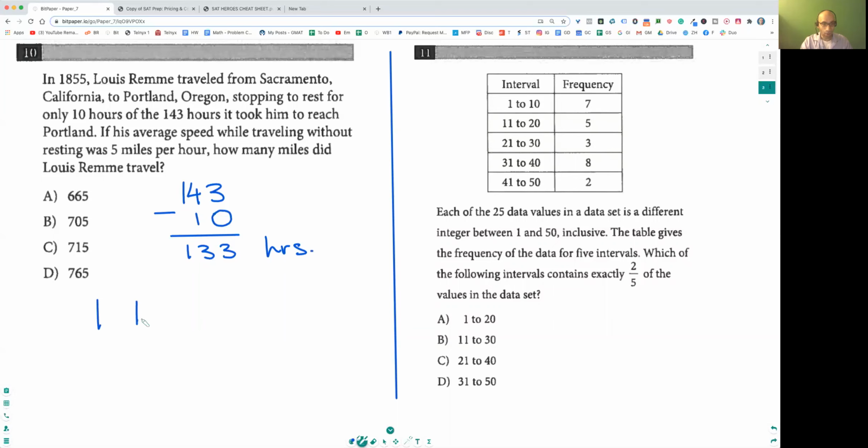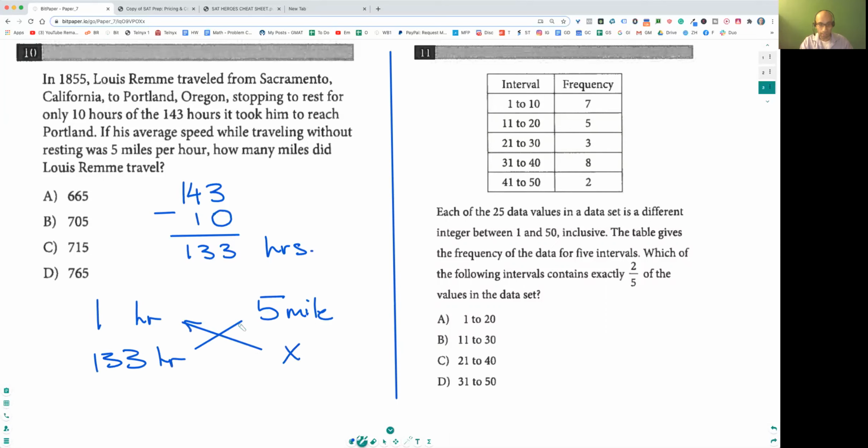Every 1 hour he travels 5 miles, right? And now 133 hours, how many miles? Many of you know how to solve this, right? There's a quick way to do it, but you can always write it out exactly. That's it. So you can do it this way.